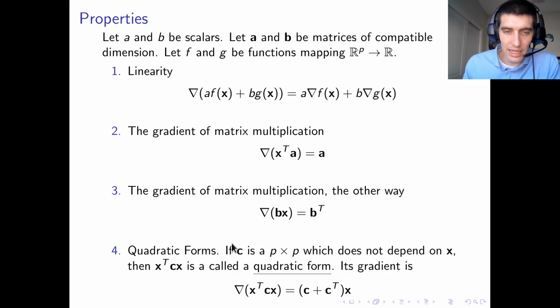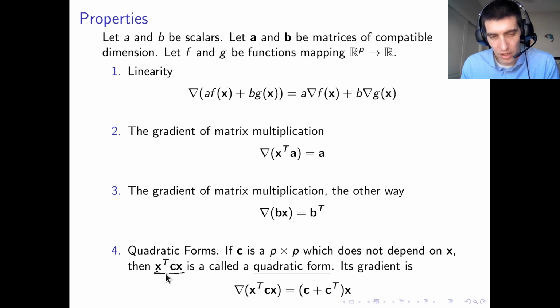All right. The last fact on this slide is quadratic forms. A quadratic form is something that looks like this. You have a variable x and a p by p matrix. Remember, x is a p-dimensional column vector, and C is a matrix which is p by p. So this is a quadratic form in x. In general, its gradient is given as follows. If you take the gradient of a quadratic form, it is C plus C transpose times x.